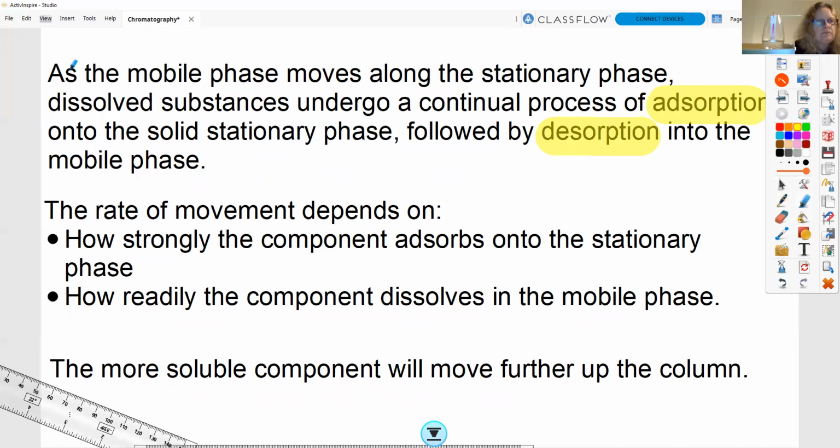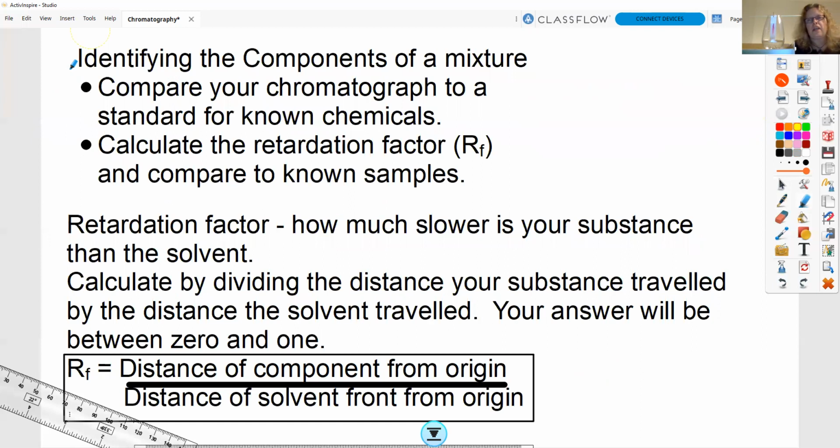And then you can identify by comparing your chromatogram to a prepared standard using the same conditions, the same solvent, the same mobile phase, the same stationary phase. Or you can use a retardation factor, which means it doesn't matter how long your chromatograph is. If you use a different length piece of paper to me, you can still find that this pale pink has gone about 0.5 of the way along to the water. So it's going to be a number between 0 and 1. All right, I think that's everything.